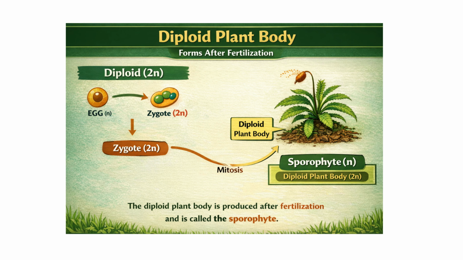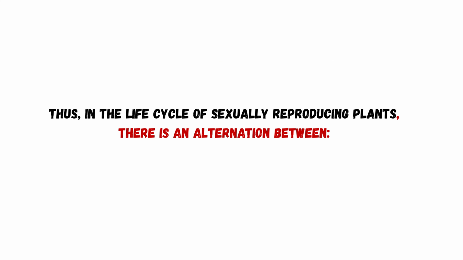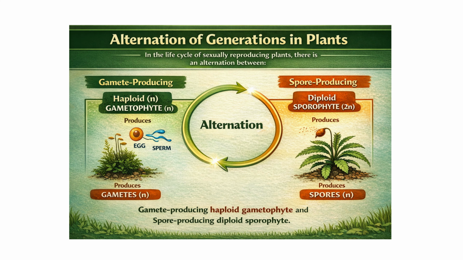After fertilization, a diploid zygote is formed. The zygote divides by mitosis to produce a diploid plant body. This diploid body is called the sporophyte. The sporophyte produces haploid spores by meiosis. These spores divide by mitosis to form a new haploid gametophyte. Thus, in the life cycle of sexually reproducing plants, there is an alternation between the gamete-producing haploid gametophyte and the spore-producing diploid sporophyte. This phenomenon is called alternation of generations.